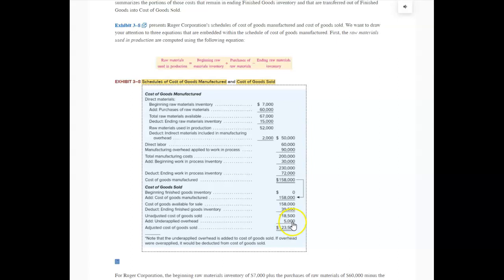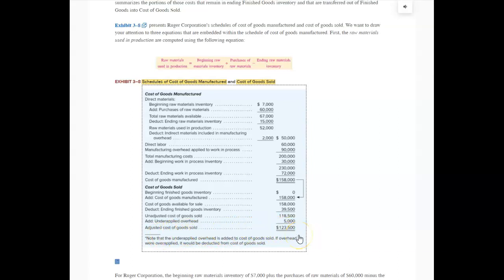Then what we do is $5,000, we'll talk more about this in a few minutes. This is the under-applied overhead. If you remember that manufacturing overhead T account we saw at the very beginning of the chapter, we had $5,000, the net balance on the debit side. So we had the actual cost on the debit side, the applied cost on the credit side. Actual costs were $95,000, applied $90,000. So the $5,000 of under-applied overhead is added to cost of goods sold. And this adjusted cost of goods sold figure goes to the income statement. So you can call this adjusted cost of goods sold.